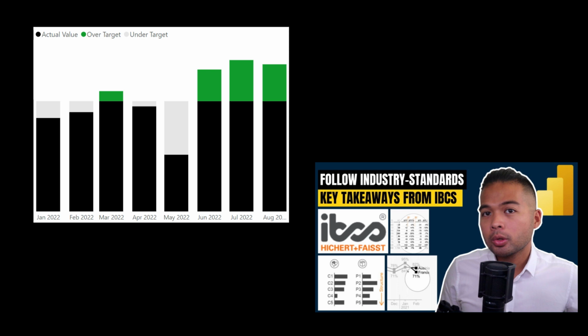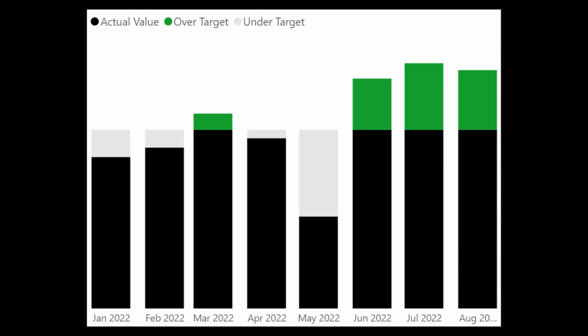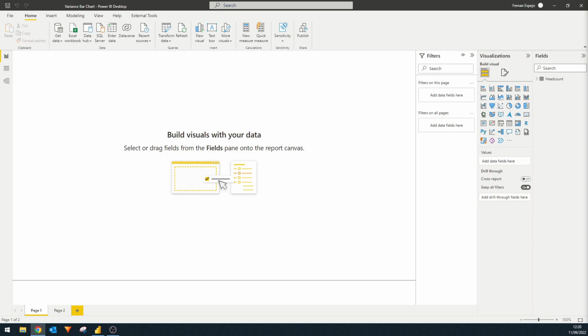So this idea that we are going to look at today was actually inspired by the IBCS standards, which if you've not seen yet, go check out this video. But the idea of this visual is to show not only the data values in the bar chart, but also visually represent if it's over or under target using colors. So over target will show as green above the target, or if it's under target, it will visualize the difference as gray. So let's have a look at this simple file that I created.